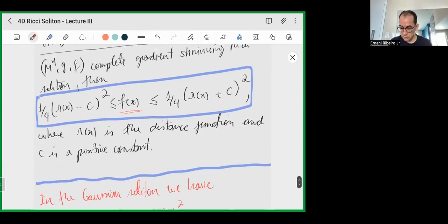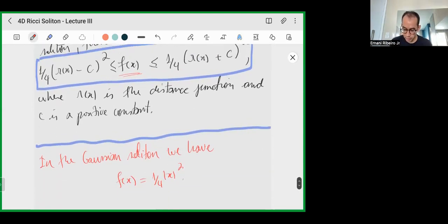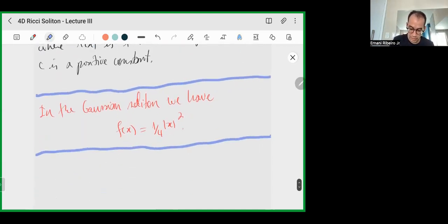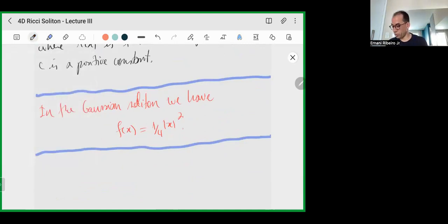Because this estimate gives us an obstruction for the existence of other potential functions, we need to look into the asymptotic behavior of this potential function, and it must be similar to the Euclidean one. Okay, so this result was proved initially by Perelman, but assuming an additional condition: assume that the norm of the Ricci curvature is bounded.